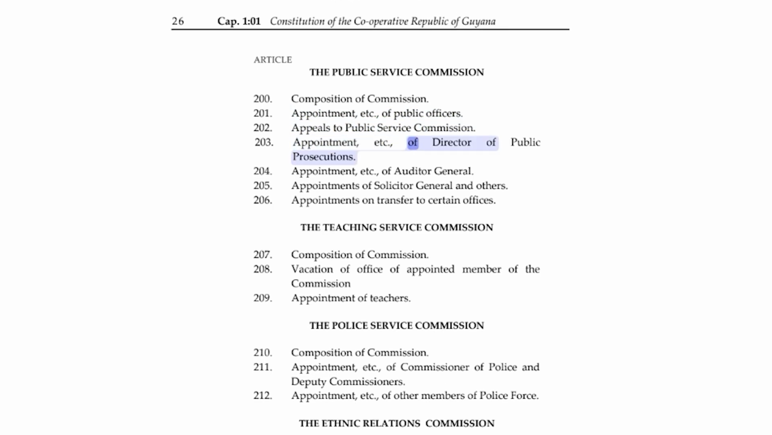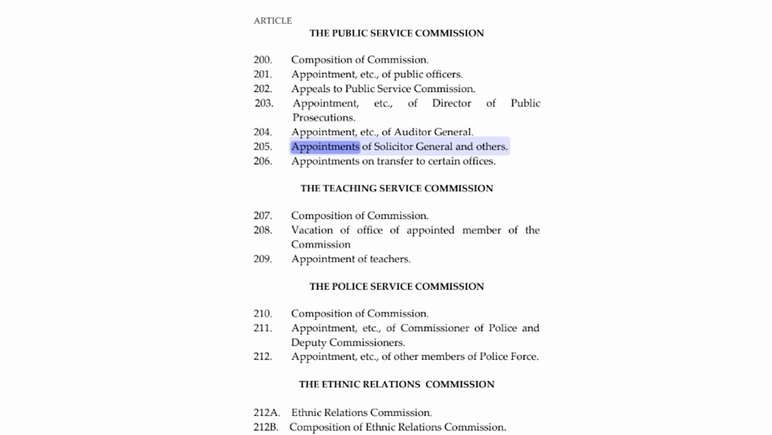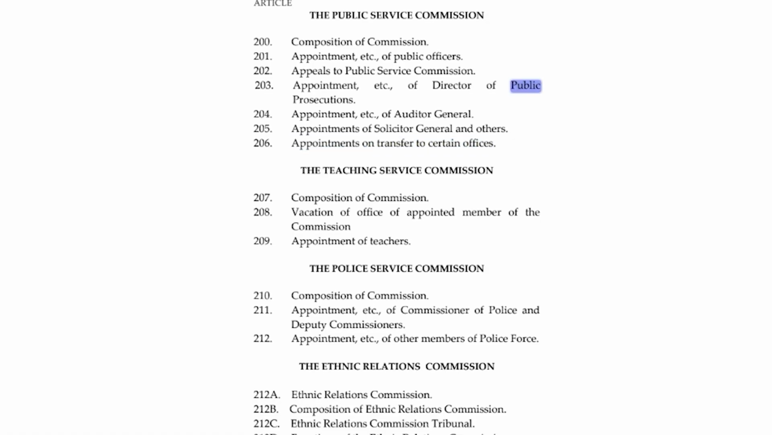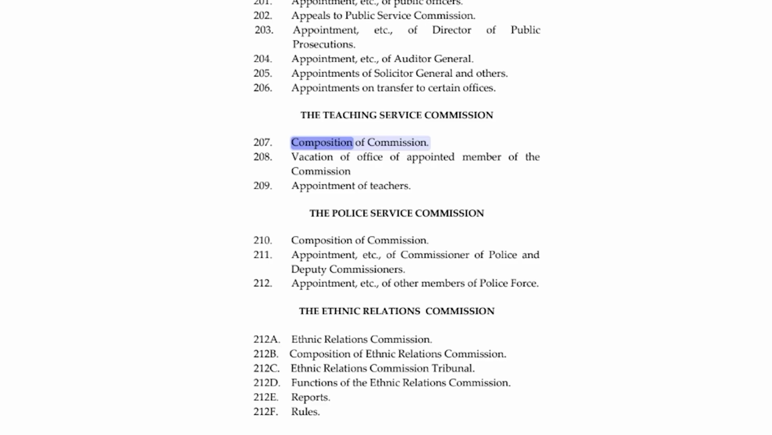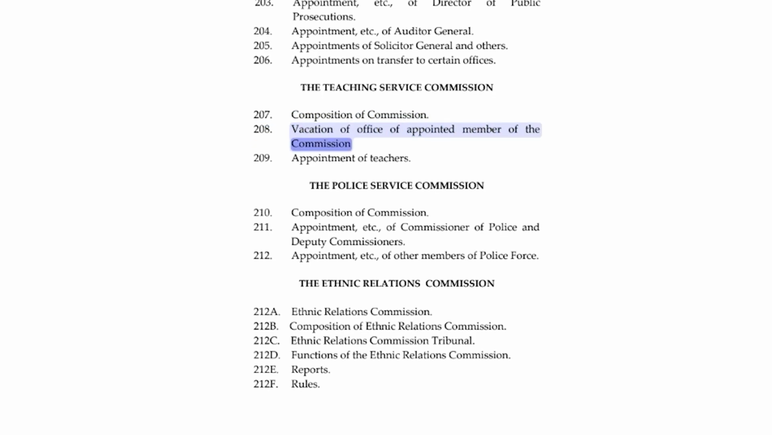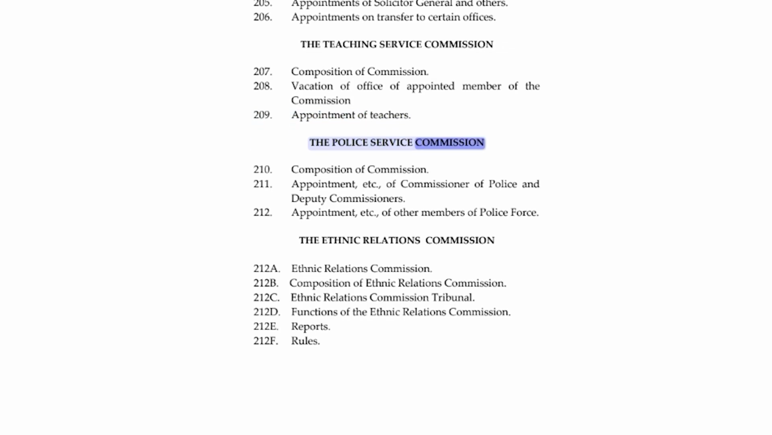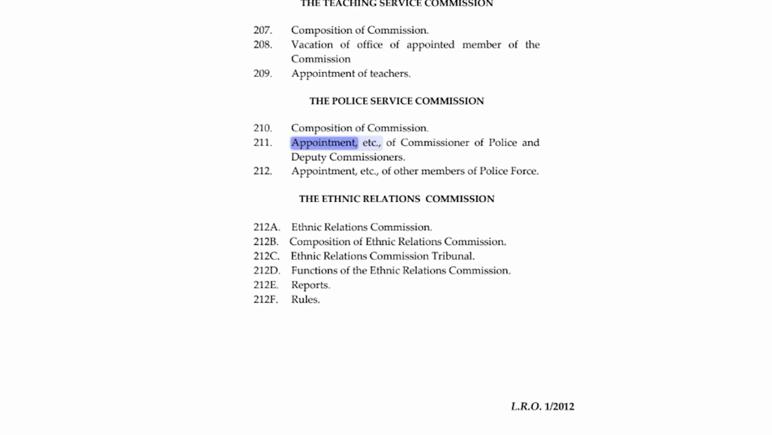Appointment, etc. of Director of Prosecutions. Appointment, etc. of Auditor General. Appointments of Solicitor General and others. Appointments on transfer to certain offices. The Teaching Service Commission. 207. Composition of Commission. 208. Vacation of office of appointed member of the Commission. 209. Appointment of teachers. The Police Service Commission. 210. Composition of Commission. 211. Appointment, etc. of Commissioner of Police and Deputy Commissioners.